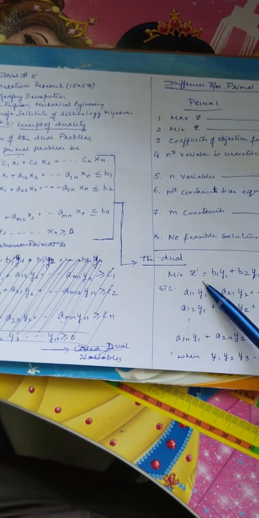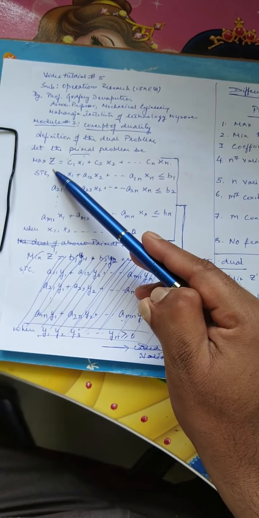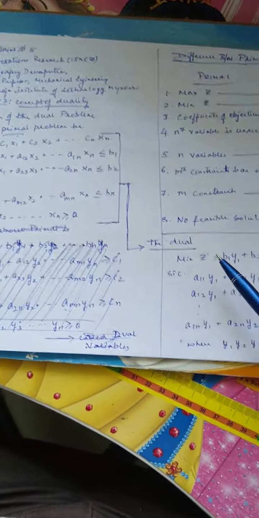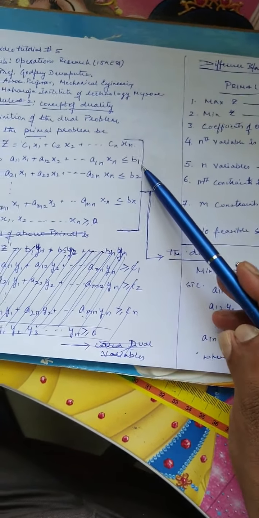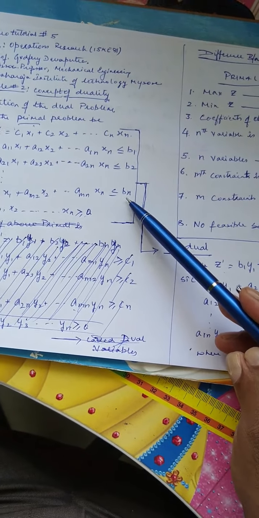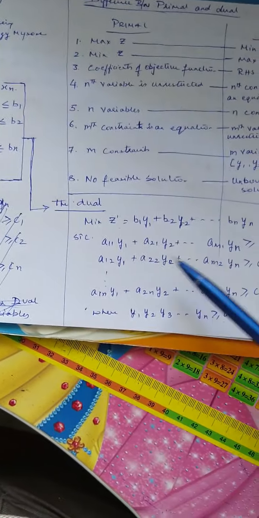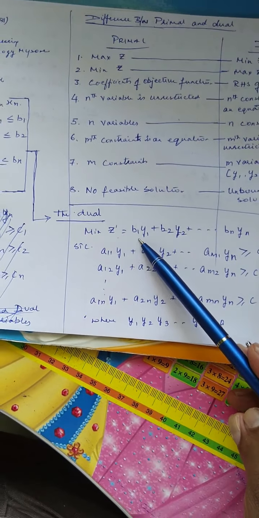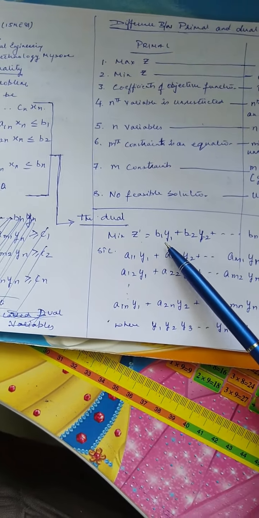So how it is supposed to be written is minimize z star, but the maximization problem in the primal has now become a minimization problem in the dual. So here I am going to start by writing the objective function by using the constants, sorry, the RHS that is available in the primal. We are going to define them as the coefficients of the variables in the objective function of the dual.